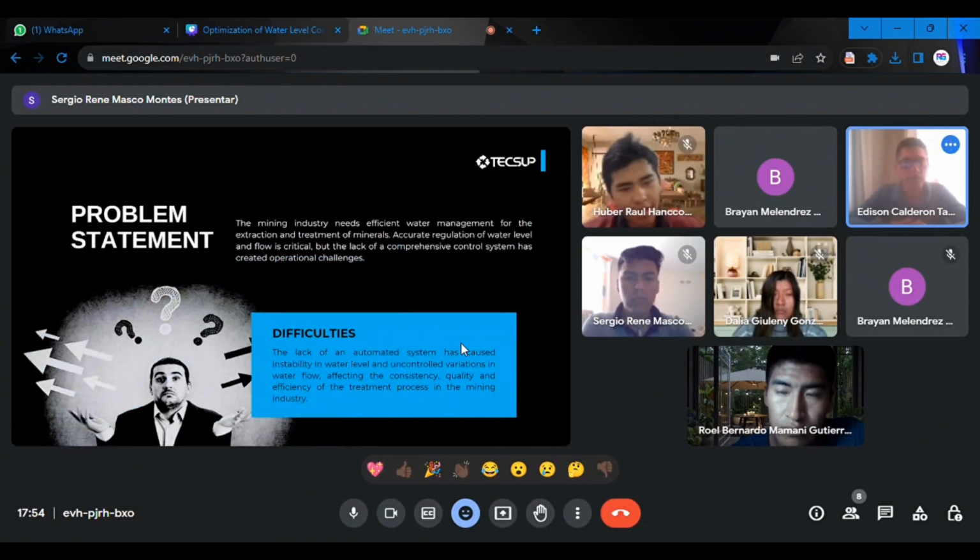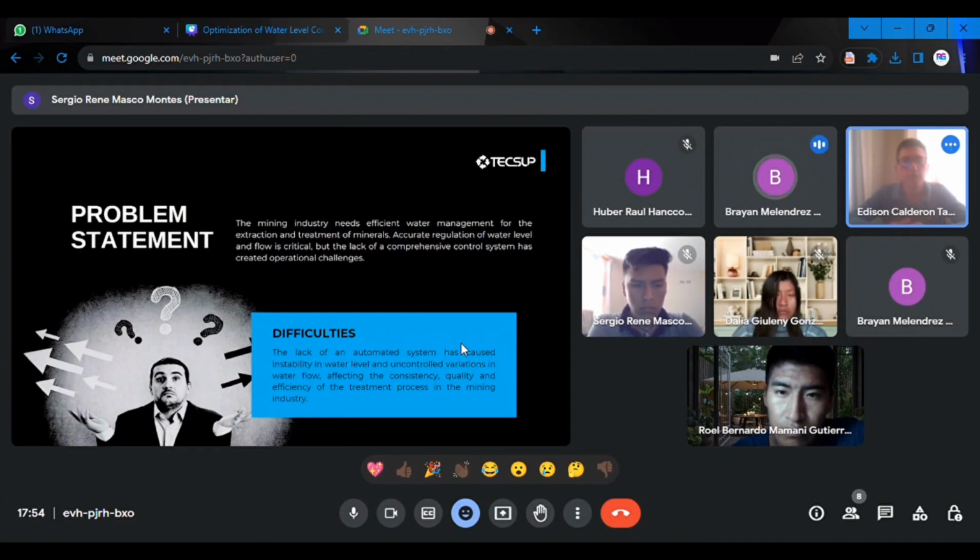Problem statement. The mining industry needs efficient water management for the extraction and treatment of minerals. Accurate regulation of water level and flow is critical, but the lack of a comprehensive control system has created operational challenges. The lack of automated systems has caused instability in water level and variation in water flow, affecting the quality and efficiency of the treatment process in the mining industry. Next.